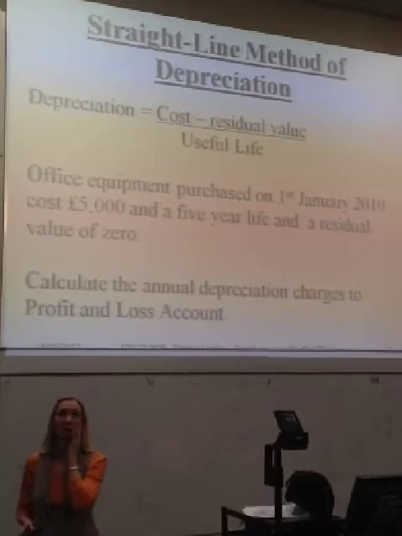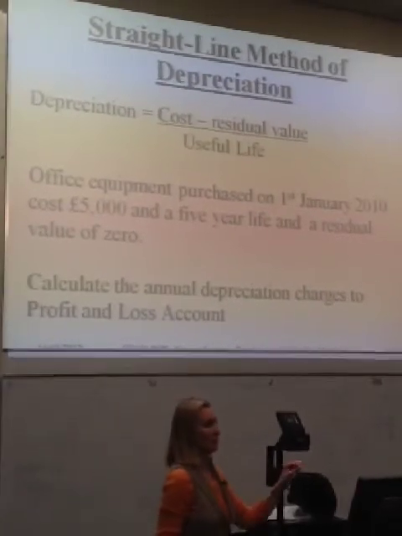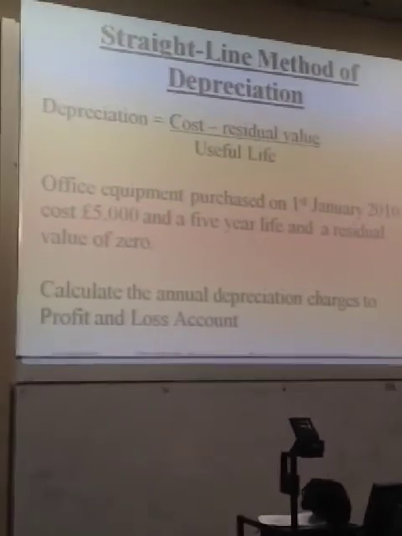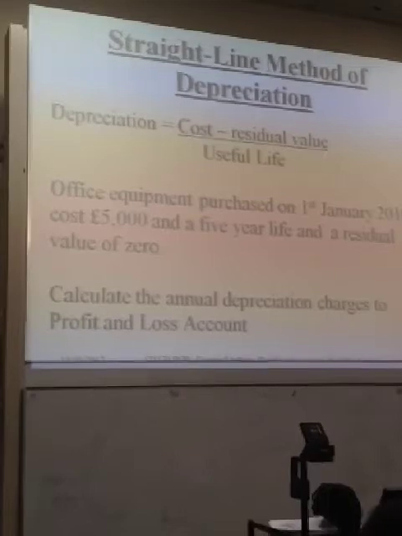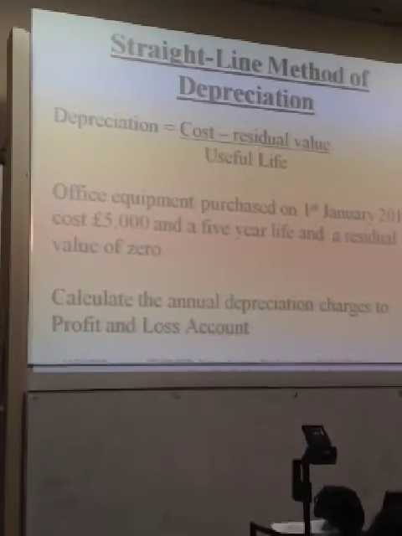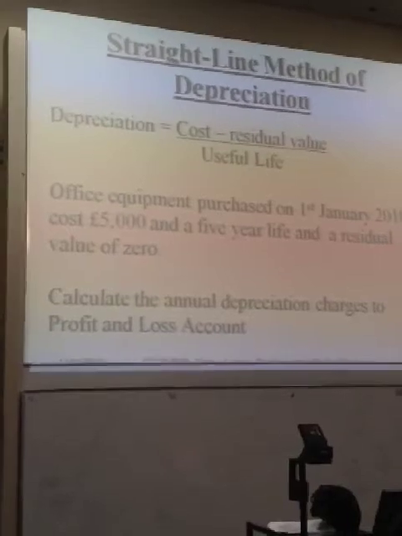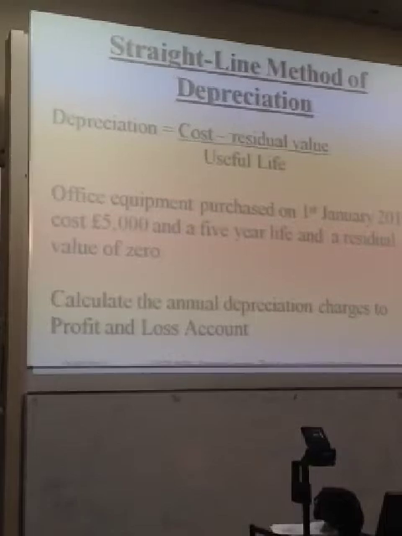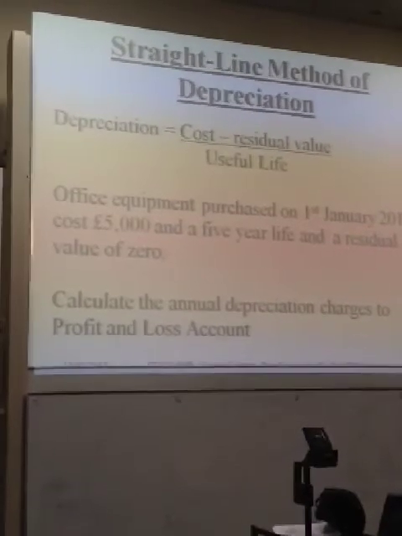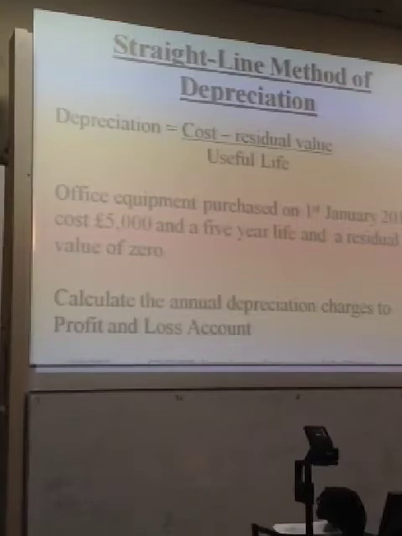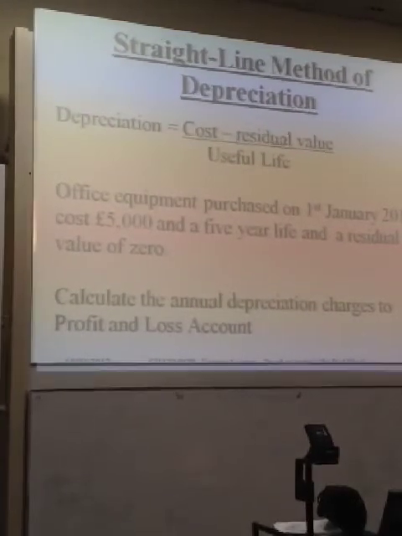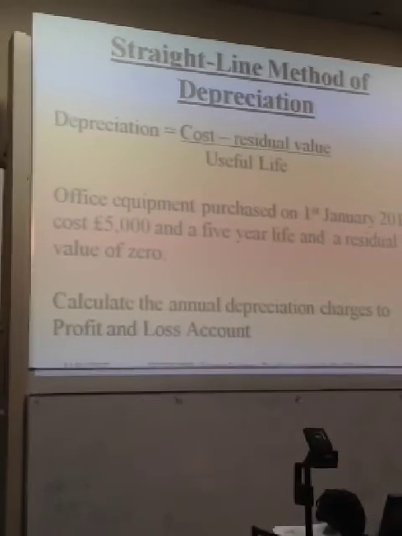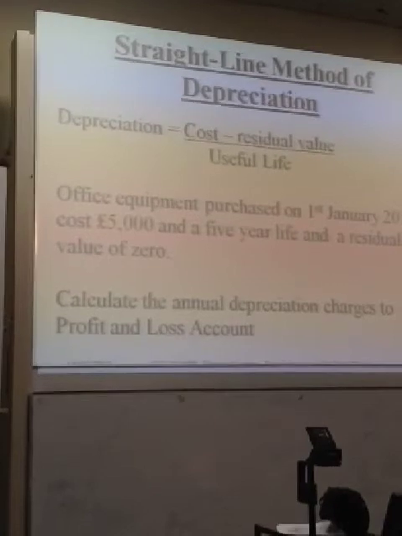What would be the annual straight line method? It's going to be written off equally over the life of the asset, equally. Each year it's going to be the same charge, straight line depreciation. Cost less residual value, in this case 0, divided by the useful life. So you've got 5,000 divided by 5 years. There's another type of depreciation, reducing balance.